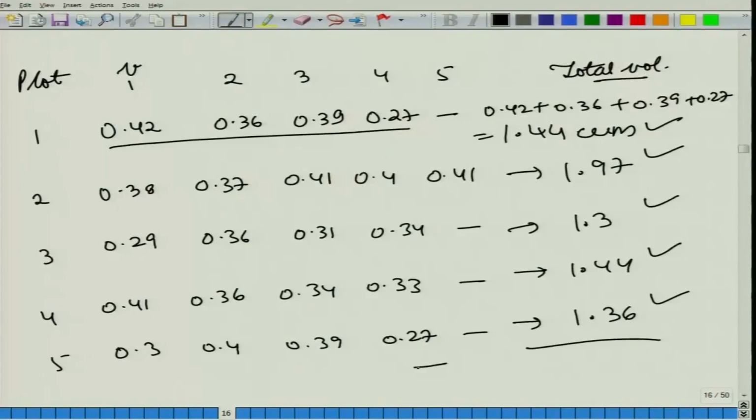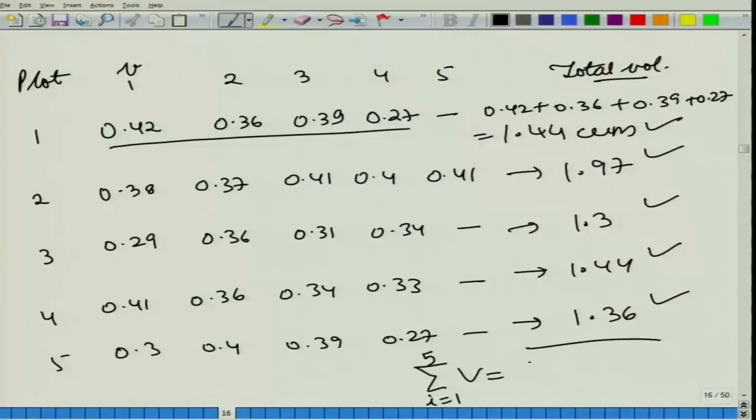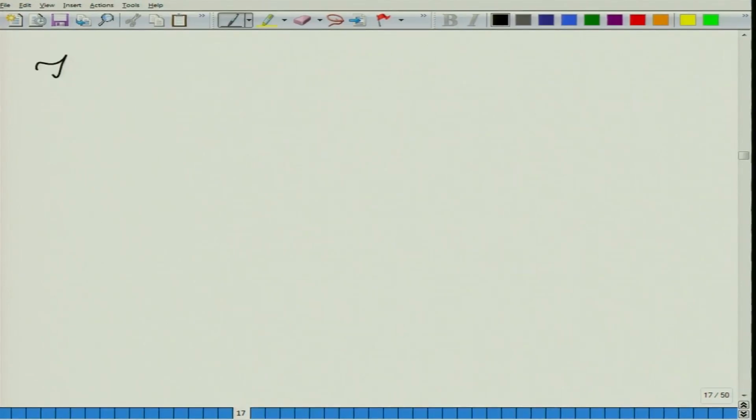Now, what is the total volume of the 5 sample plots? Here we have the sum for i equals 1 to 5 of these values. So, we have 1.44 plus 1.97, 1.3, 1.44 and 1.36. That is 7.51 cubic meter. So, the total volume in 5 sample plots is 7.51 cubic meter.